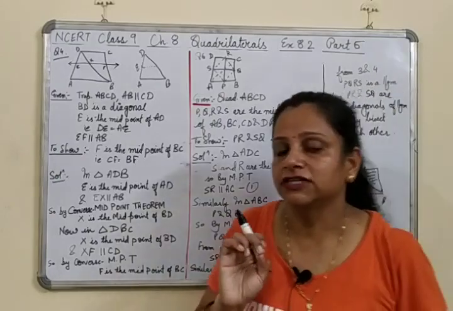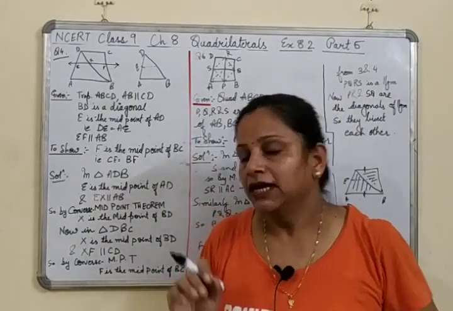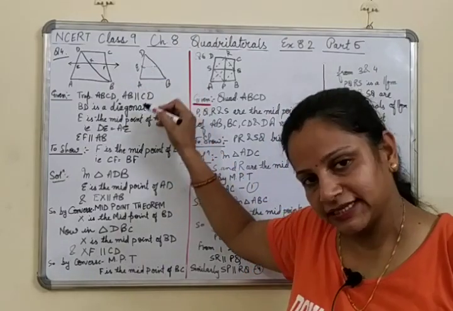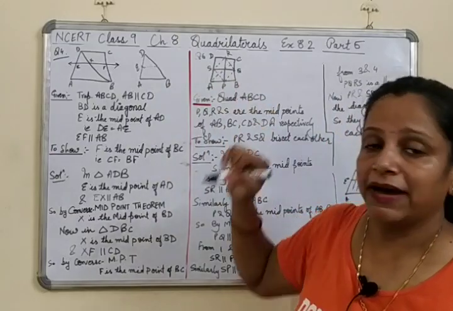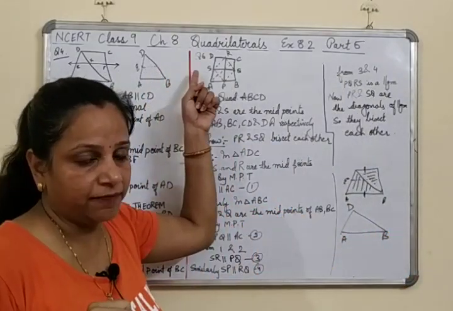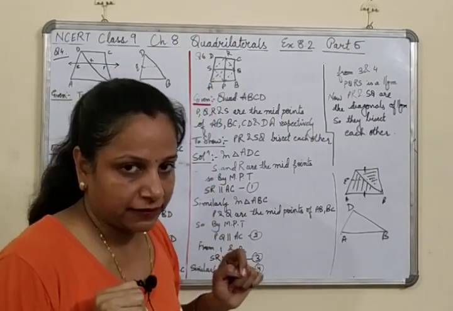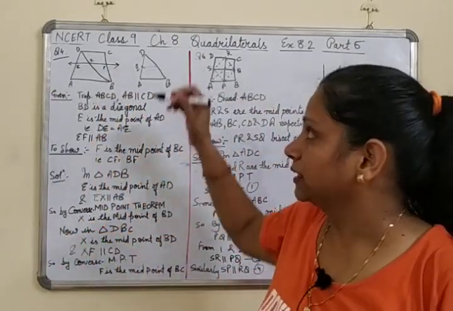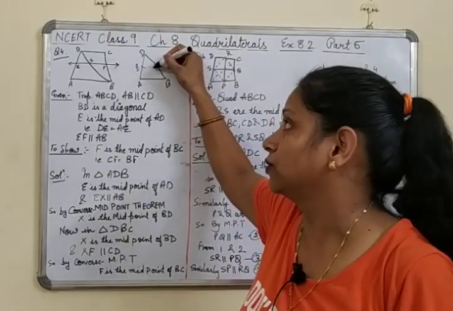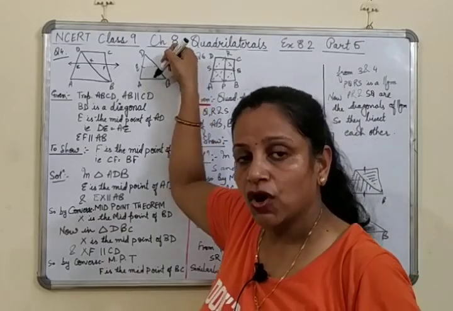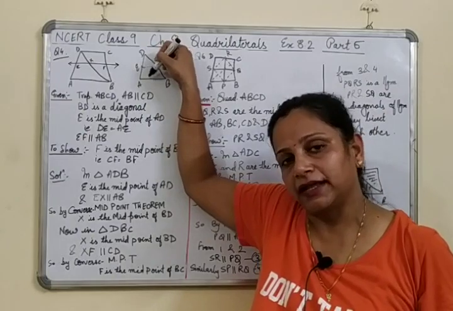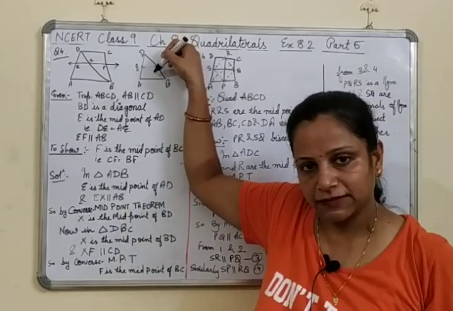Then there is the converse of the midpoint theorem. The converse of the midpoint theorem says that if this is the midpoint of one side of a triangle and a line is drawn parallel to the third side, then this parallel line, where it meets the other side, meets at the midpoint of that. The midpoint theorem is that if two midpoints are given, the line drawn through them will be parallel to the third side. And the converse of the midpoint theorem is that if there is one midpoint and the line is parallel, then the other point will also be the midpoint.